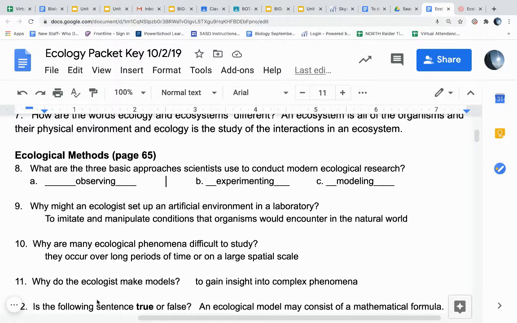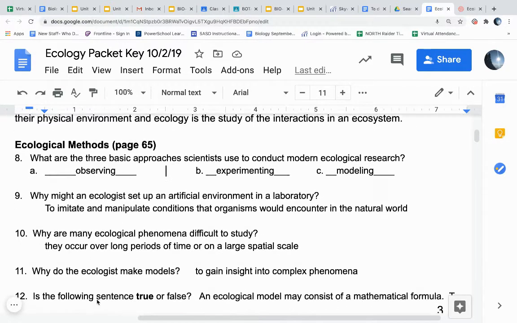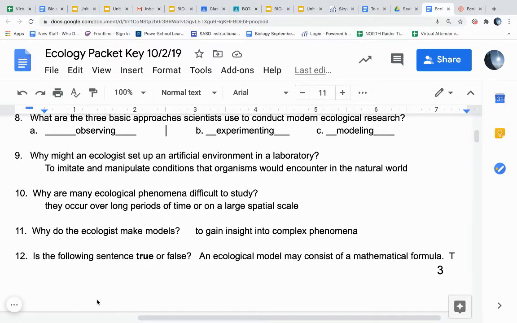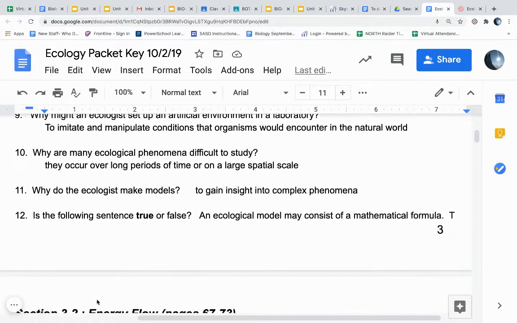Is the following sentence true or false? An ecological model may consist of a mathematical formula. That's true. Ecology and math, especially in population dynamics, oftentimes go together because population growth can be modeled using a lot of mathematical functions, which are really useful to tell us how many individuals there are, what's happening to them, what might be some causes of why they're increasing or decreasing.